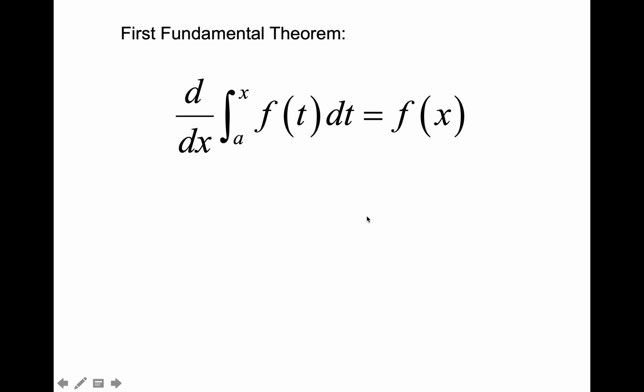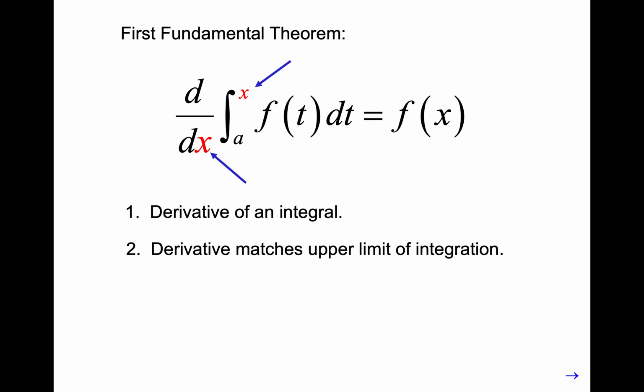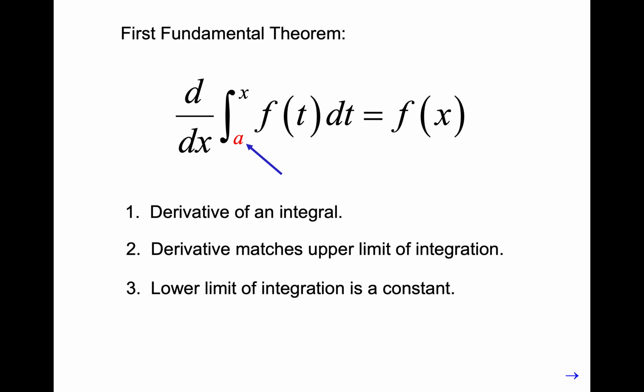So here's how it works and what you have to have in order to use this. You have to be taking the derivative of an integral. That's a must. The derivative has to match the upper limit of integration. So if it's d/dt, then there has to be a t at the top. Those have to match. The lower limit of integration has to be a constant. And then we have our new variable. You're literally plugging it into whatever the function is.